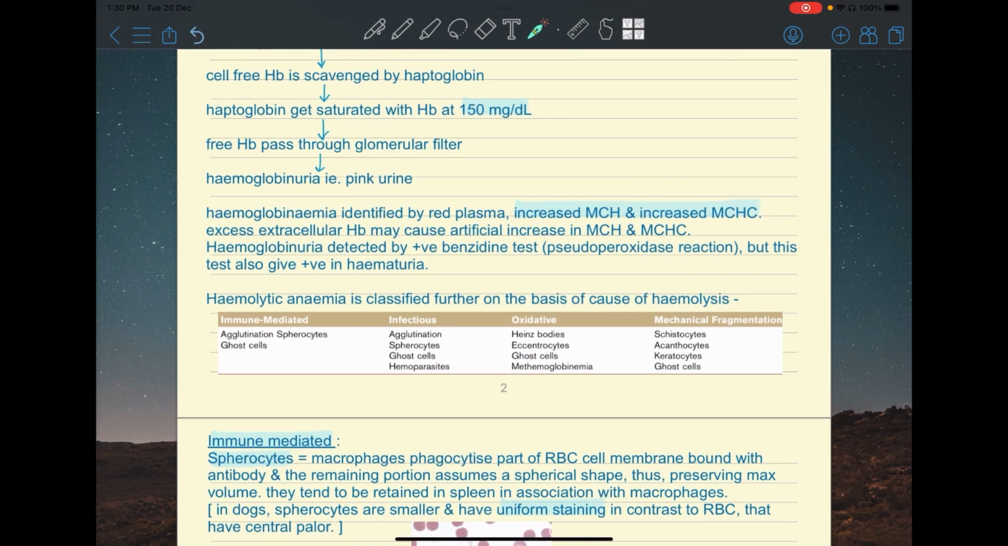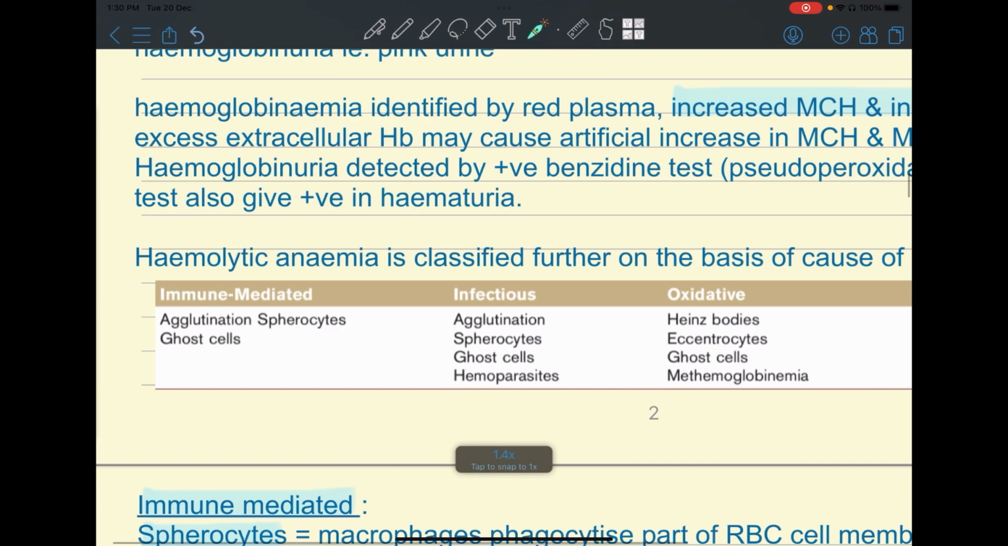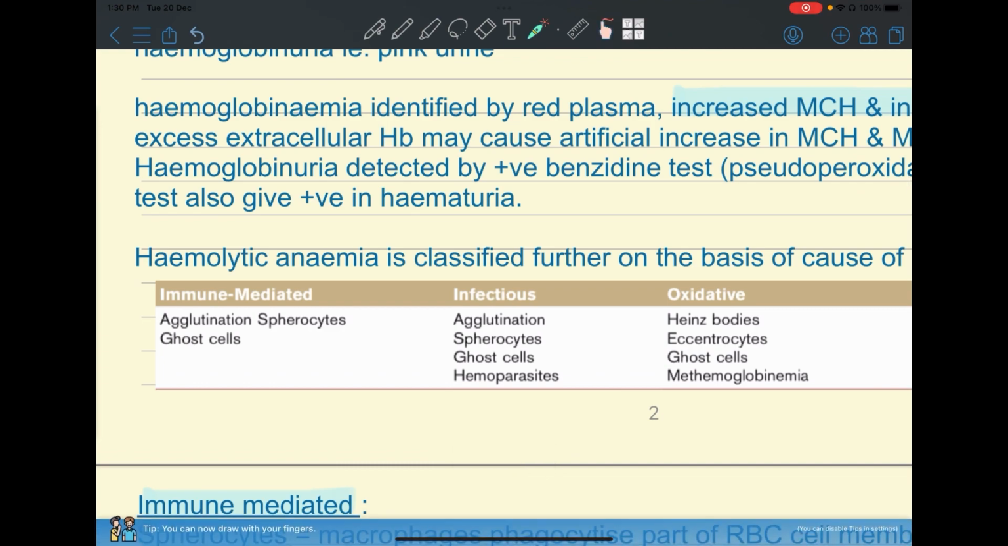Hemolytic anemia is then further classified on the basis of the cause of hemolysis. We can have immune-mediated, infectious, oxidative, and mechanical fragmentation, and also hypophosphatemia. These are the things that you have to remember. So in immune-mediated, these are the things that will be present.